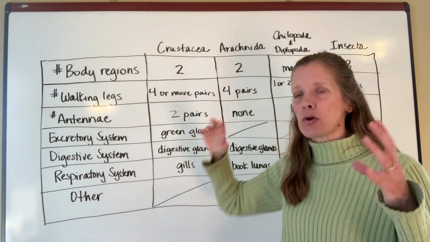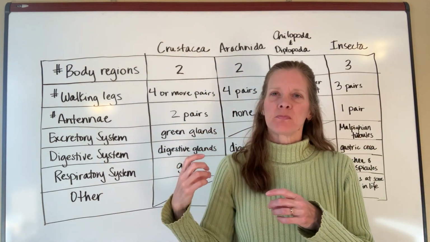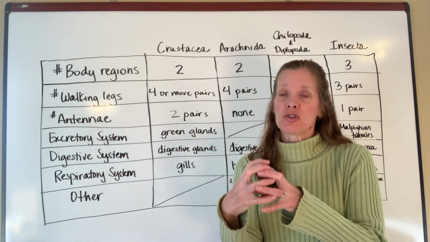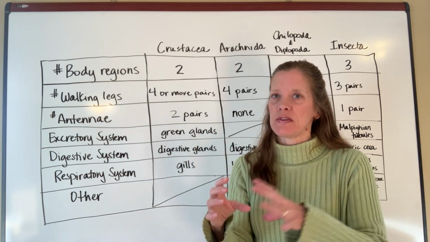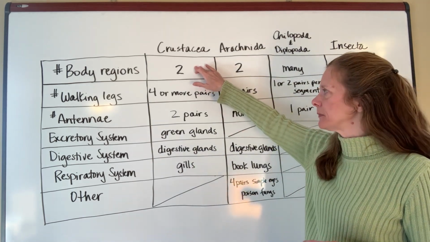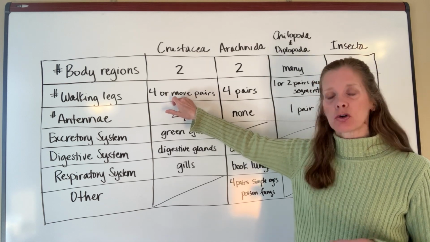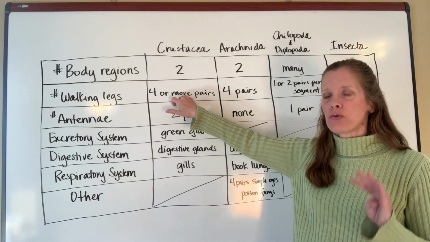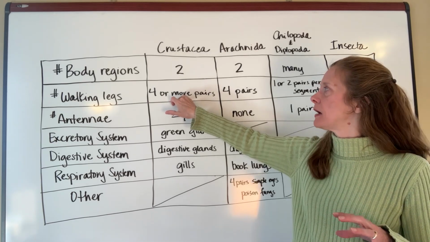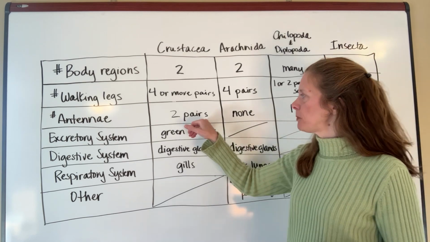They have two body regions. They've got the cephalothorax, where those first two sections, the head and the thorax, are fused together, and then they also have an abdomen. So two main body regions here. Four or more pairs of walking legs. The crayfish that you dissected had 4 pairs, but there are some other crustaceans that are going to have more pairs.